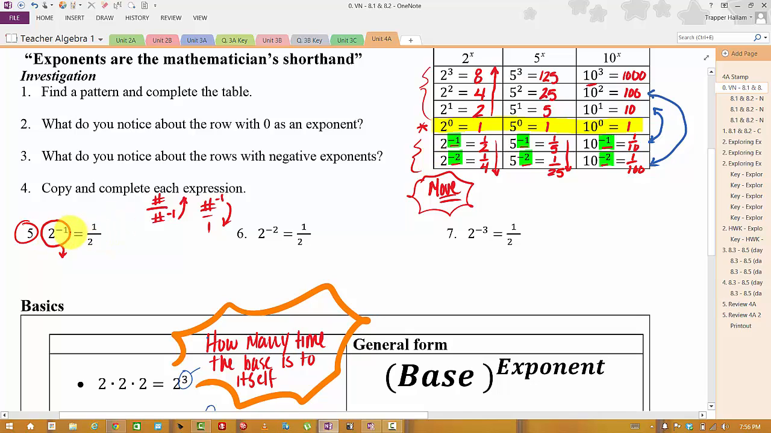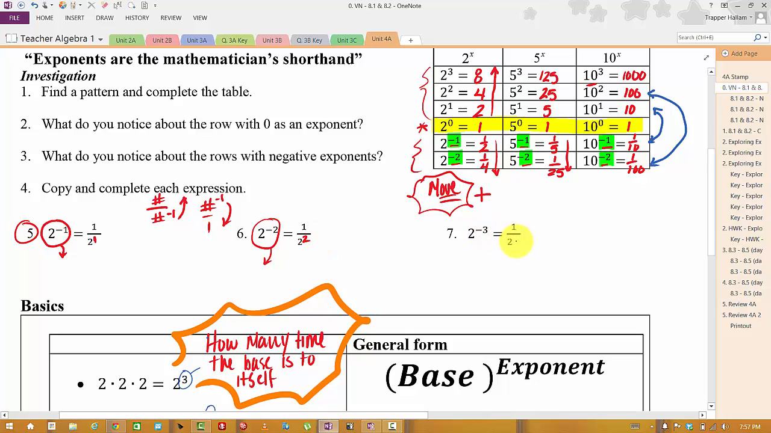So if we look at 2 to the negative 1, it's saying take 2 to the negative 1, move it to the denominator, and then put your power as a positive now. So that's the other part. Move it, make it positive. So if we look at number 6, it's 2 to the negative 2. Again, we're going to take 2 to the negative 2, we're going to move it, and we're going to make the exponent positive, or 2 squared.